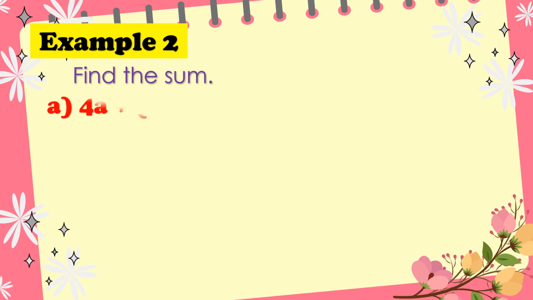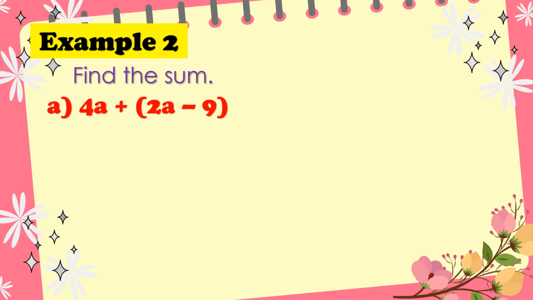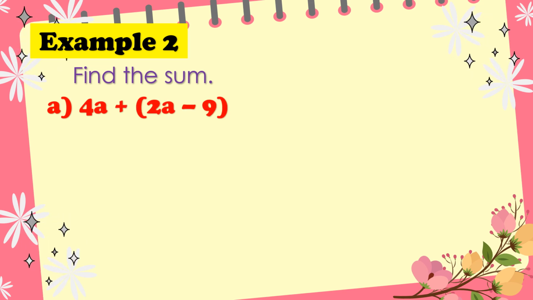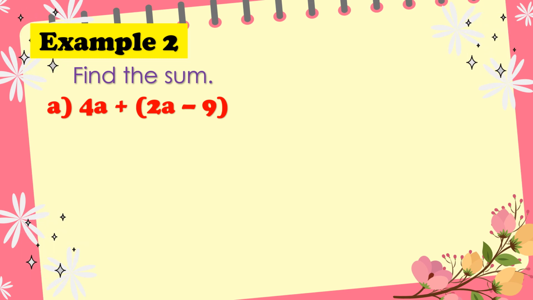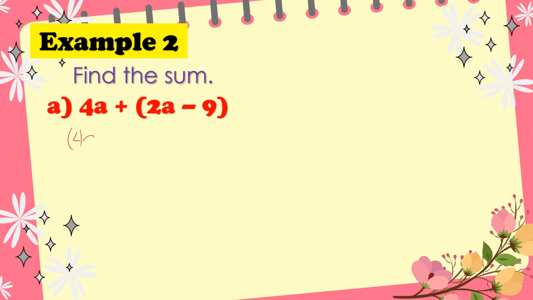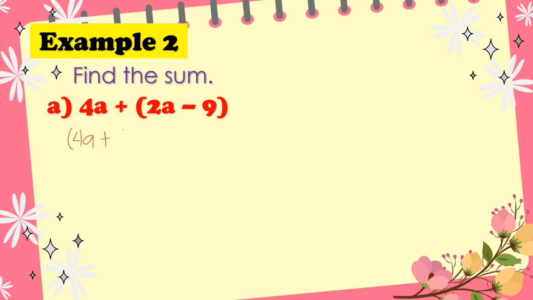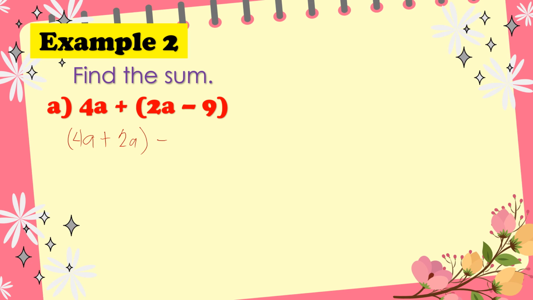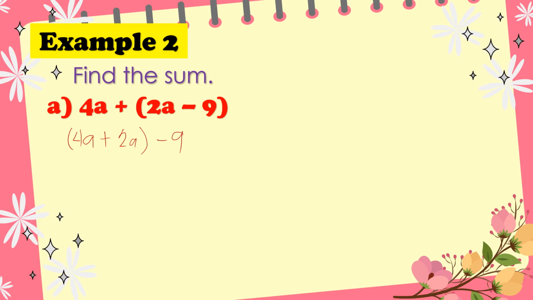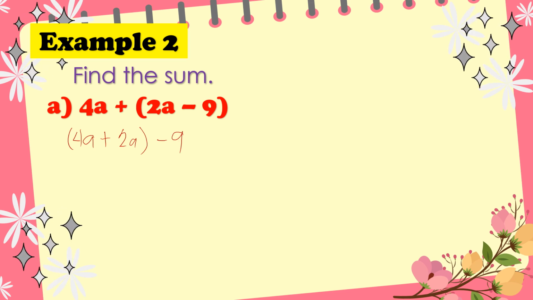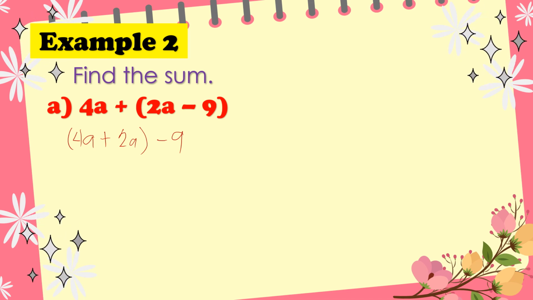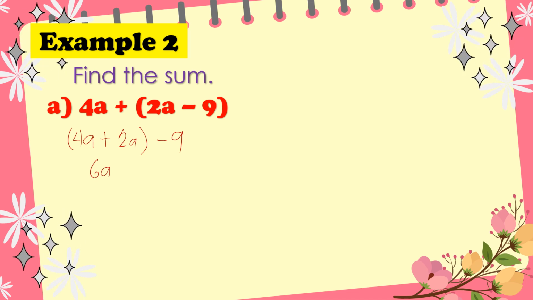Example number 2, find the sum of 4a plus the quantity 2a minus 9. Since this is a monomial and a binomial, pwede tayong gumamit ng horizontal addition. So, paano yon? First, i-group natin yung similar or like terms. Pagsasamahin ko si 4a, tsaka yung similar sa kanya si 2a. Ihihiwalay natin si negative 9. So, i-add na natin si 4a plus 2a. What you will get is 6a.